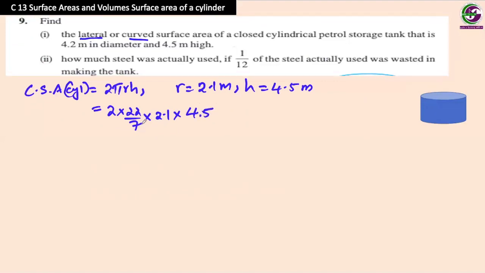Now there is an easy cancellation here, 0.3. 2 is not enough, so you put a 0. Decimal is pulled up, so we get 21. 21 divided by 7 is 3. So we have 44 times 1.35, which is 59.4 meter square. This is the lateral or curved surface area of the tank.